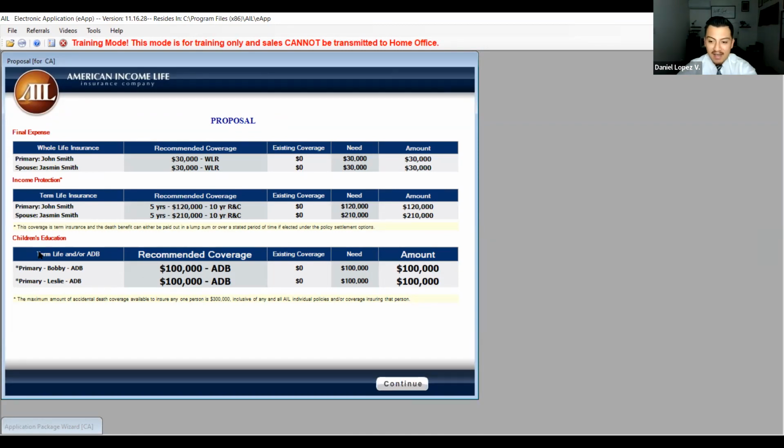It is not saying that. It is just labeled that way. So let's say John's beneficiary is Jasmine, and let's say John dies of a heart attack, and John is covered for $30,000 and $120. But if John dies due to a car accident, then John is covered for $30,000 plus $120 plus $200,000, 100 plus 100.